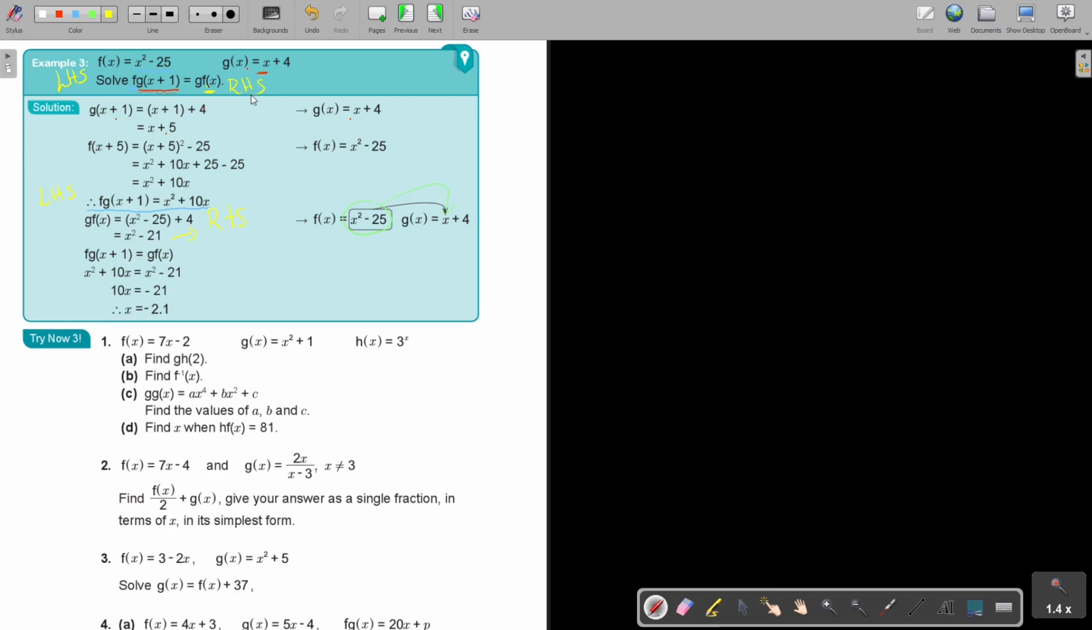And now I'm just going to put it equal. Maybe I can use different colors. Let's say this is my red, because there I got my left-hand side. And this is my green. And now I just solve it. If I take the x squared, it cancels out on this side. So I'm ending up with 10x equals negative 21. I divide by 10, and I get the value of x is negative 2.1.